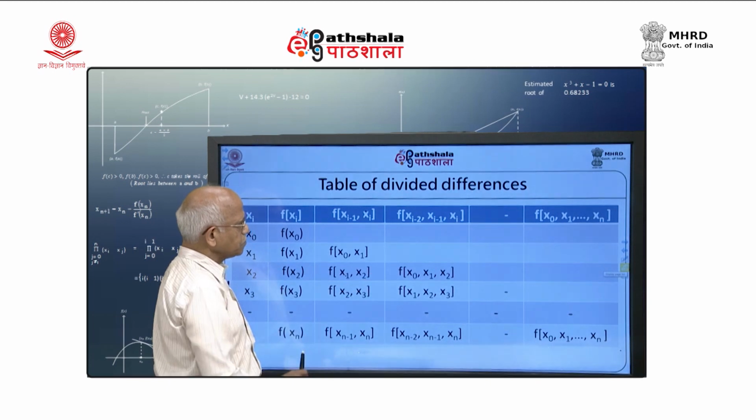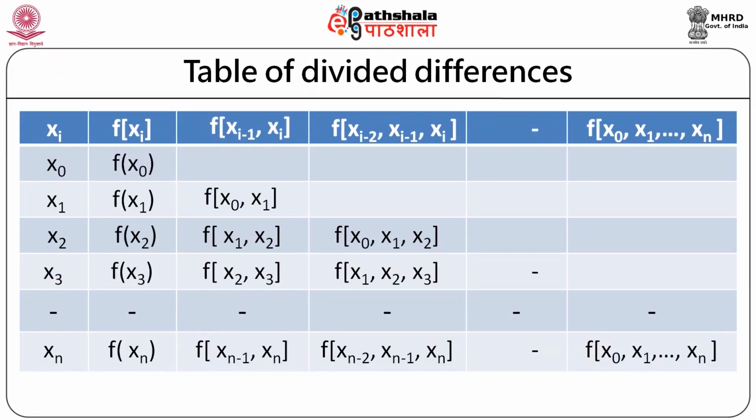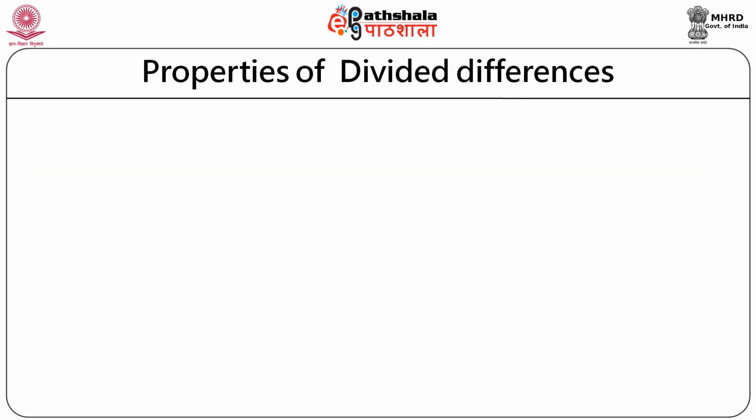And likewise, if I complete the table, the last column will give me the nth divided difference using all n plus 1 nodes, and that will be obtained by again taking differences here and then dividing by x_n minus x_0, like that we will be doing. So this gives me the way to compute divided differences in the tabular format.